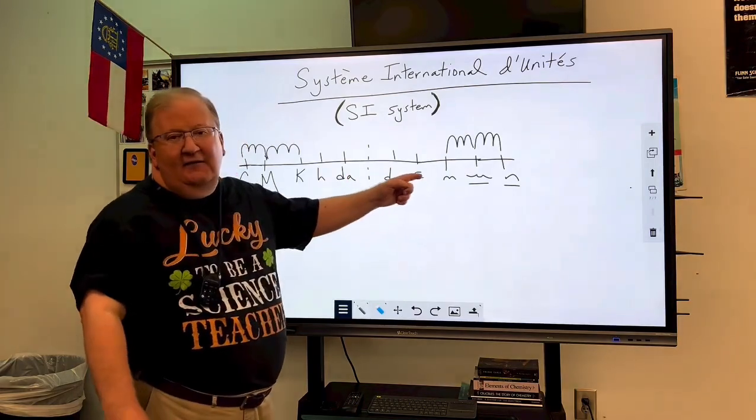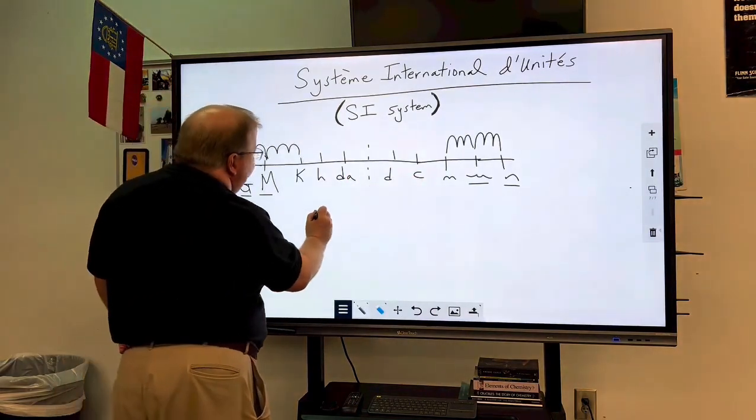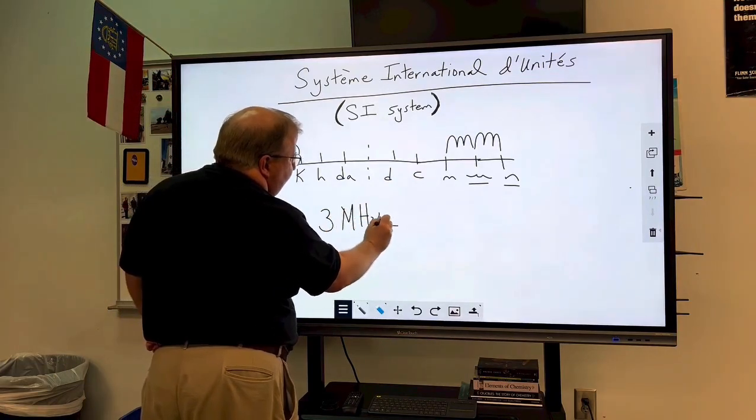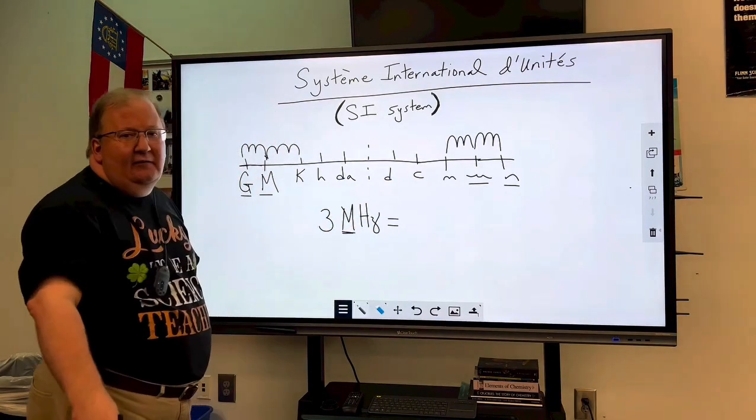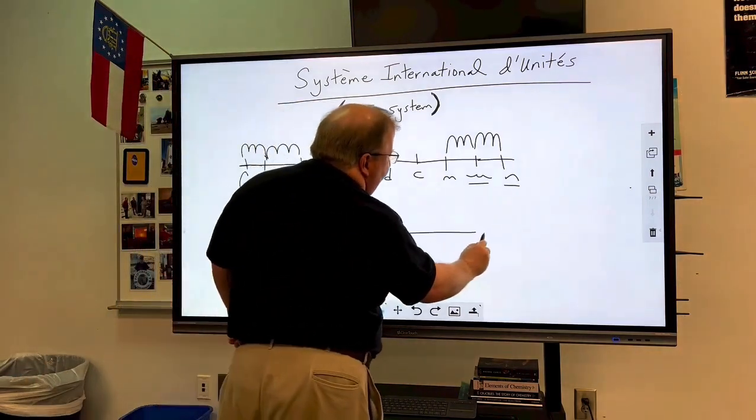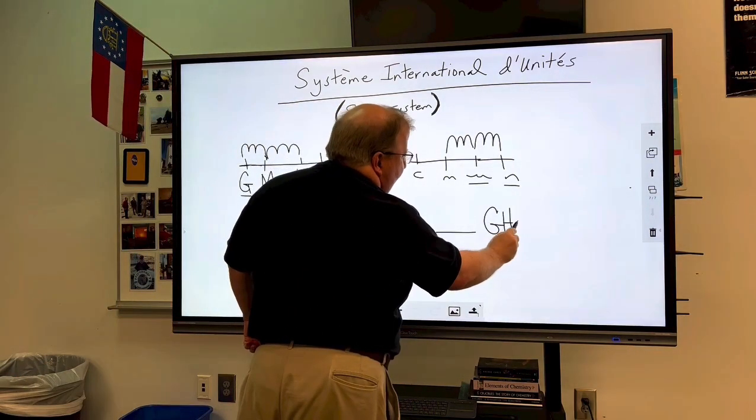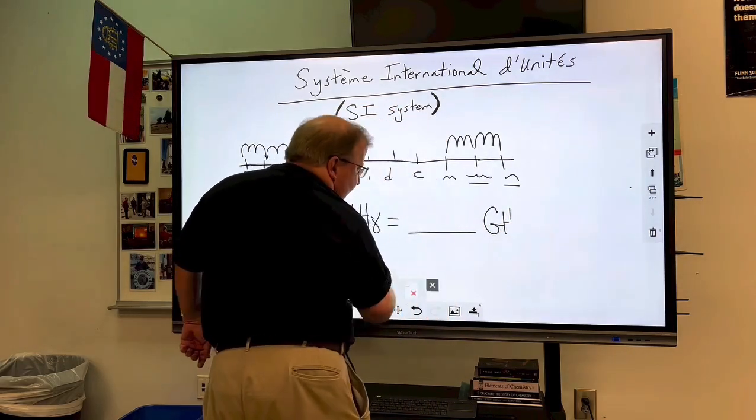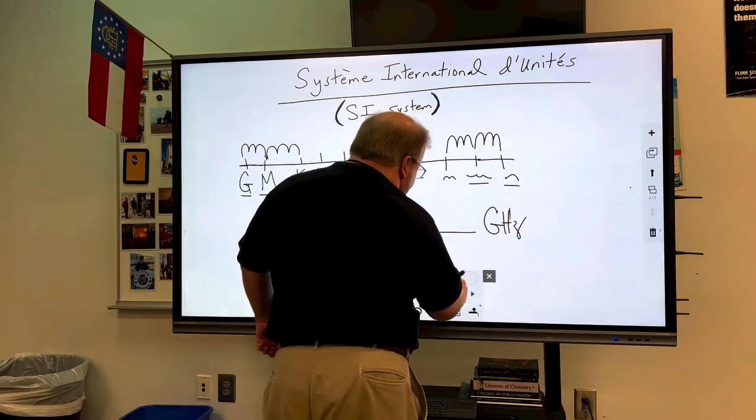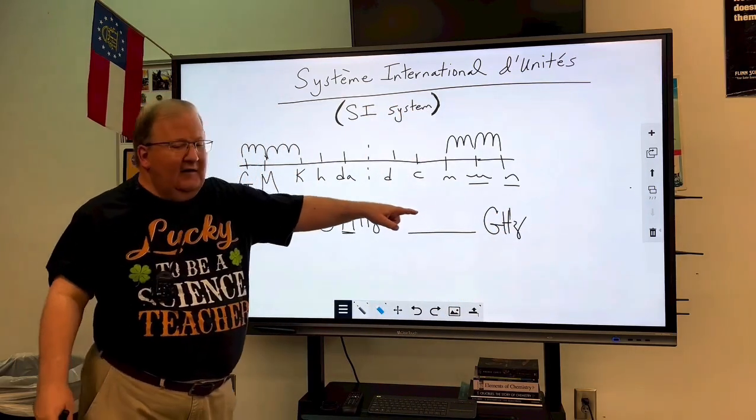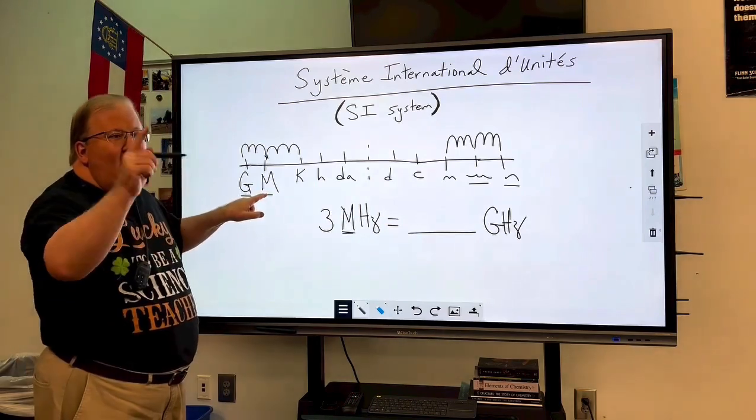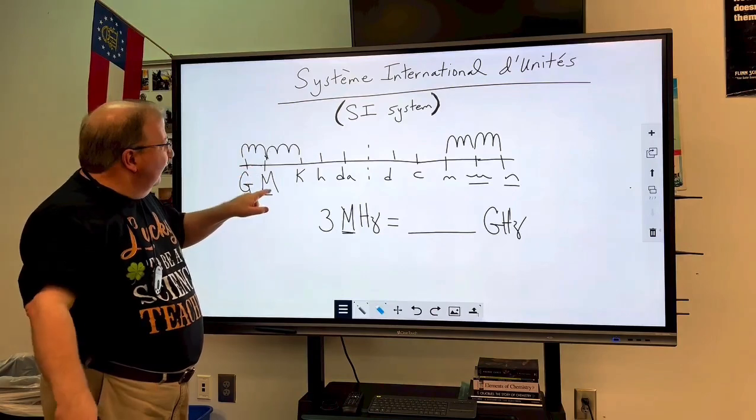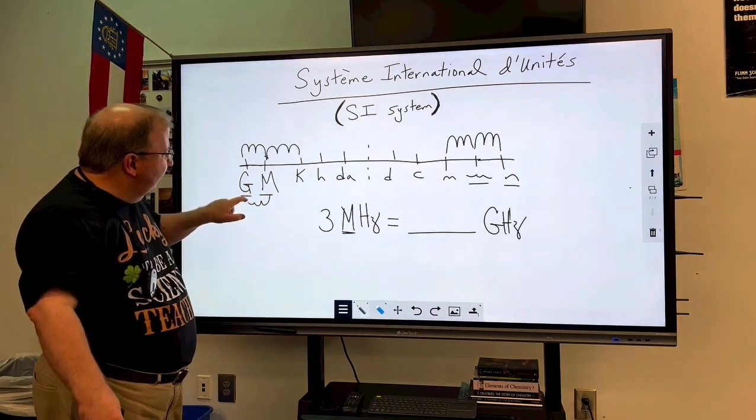The metric system is easy because if you were told, let's convert 3 megahertz, that first letter would be the prefix unit, right? Let's convert that and see how many gigahertz that would be. So first, you're going to always ask yourself, to get from mega to giga, am I moving the decimal right or left? Because that's all we're doing, is moving the decimal. So we're going to move it 3 to the left.